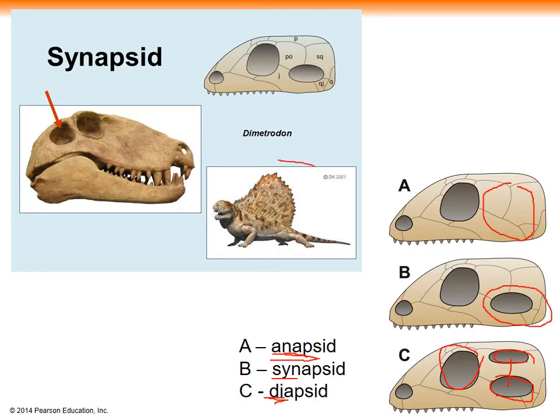Lots of people think of Dimetrodon as being a dinosaur, but it's actually not. Dinosaurs, remember, were reptiles, which were your diapsids. So Dimetrodon was a very early synapsid. They still kind of looked like reptiles.